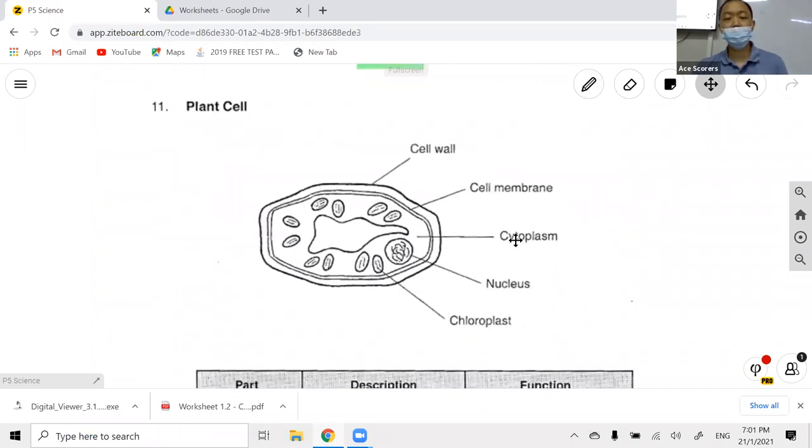Next we have plant cells. Plant cells have extra things. What are the two extra things in the plant cell? The cell wall and the chloroplast, which are not found in the animal cell. So what is the purpose of the cell wall? It is to give the plant its shape.